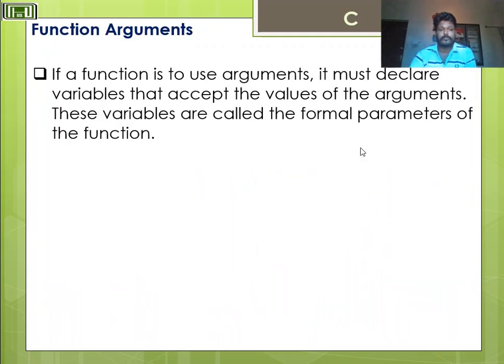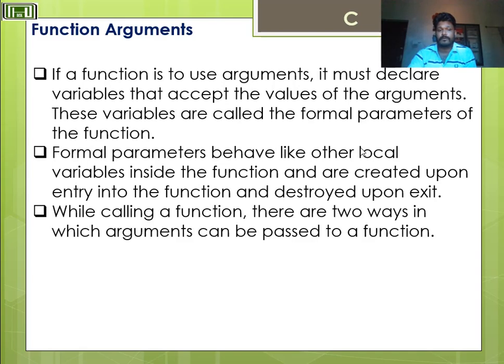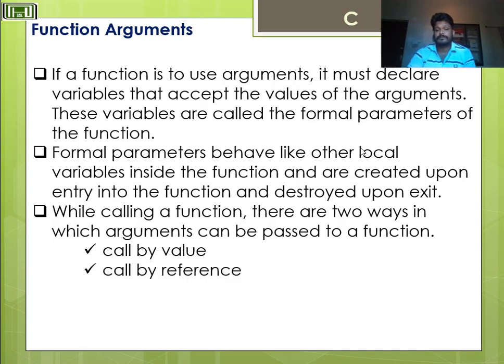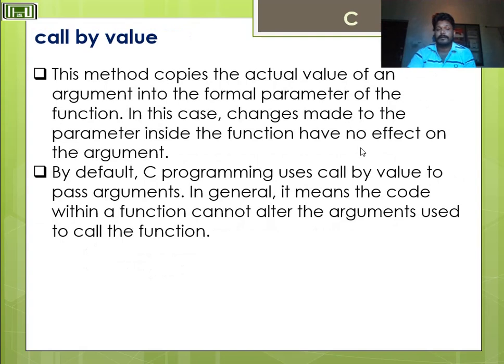Now one more topic is there in function arguments. A function consists of arguments. It can be formal or it can be actual. So while calling a function, there are two ways in which arguments can be passed to a function: call by value and call by reference. First one, call by value. This method copies the actual value of an argument into the formal parameter of the function. In this case, changes made to the parameter inside the function have no effect on the argument. So by default, C programming uses the call by value method.